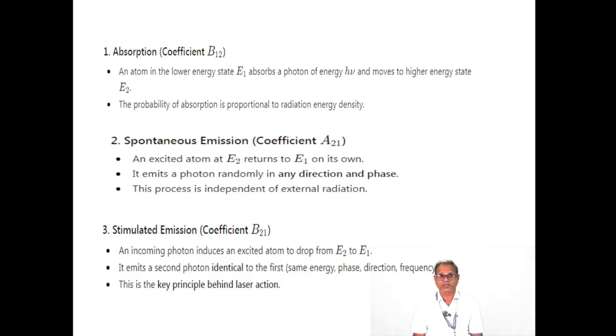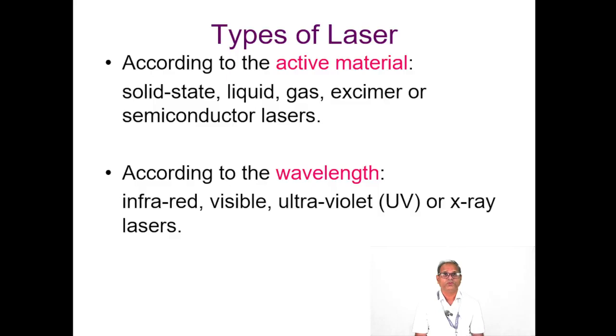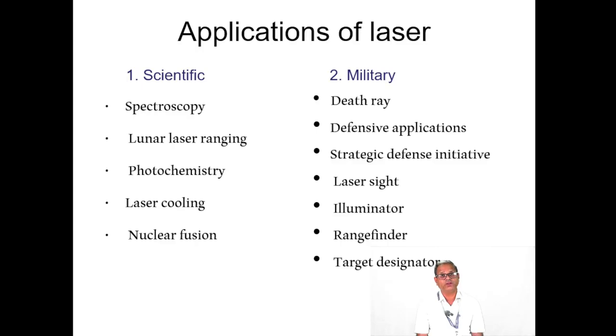So, the rate of stimulated emission depends on two things: the number of atoms in the excited state, and secondly the energy density of the incident photon on the excited state. These three basic coefficients are there, and we have a relation between them also. Now, types of laser. Depending on the active medium, we have solid state laser, liquid laser and semiconductor laser. According to that we have different types of laser, depending on the active medium.